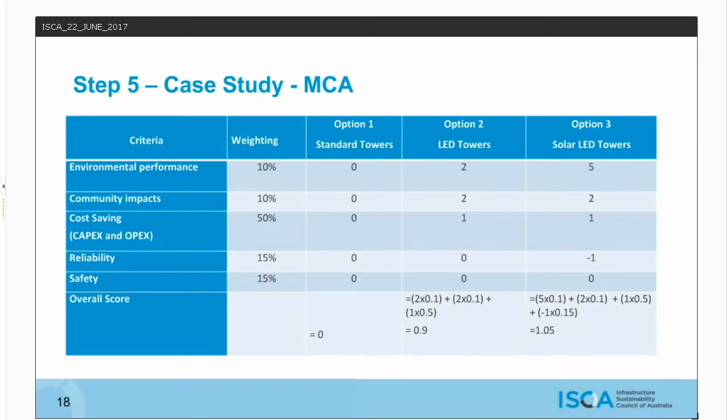I noticed that you rated reliability slightly lower for option 3. Why was that? Well, this option's largely untested in construction projects as far as I can tell, so I've scored it down a bit here based on the risk of new technology. The overall result is that option 3 scores slightly higher than option 2.